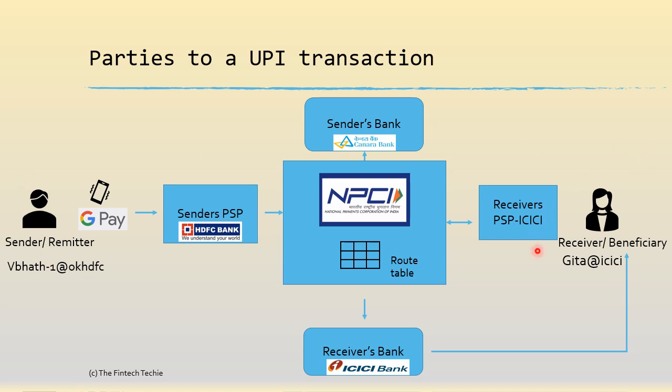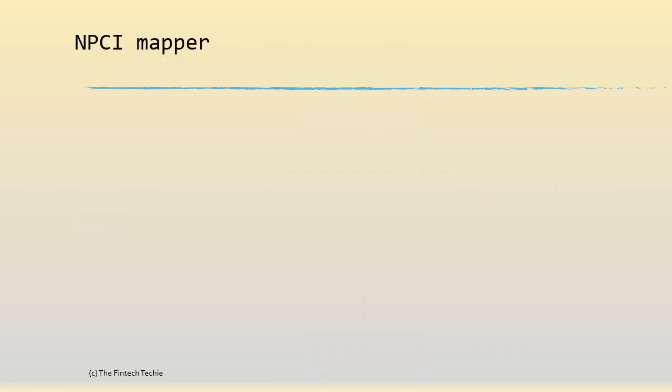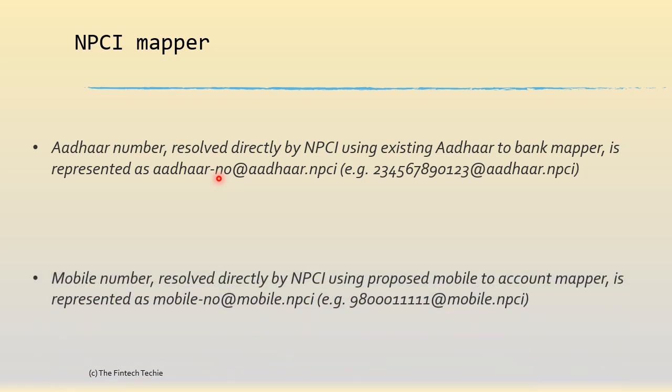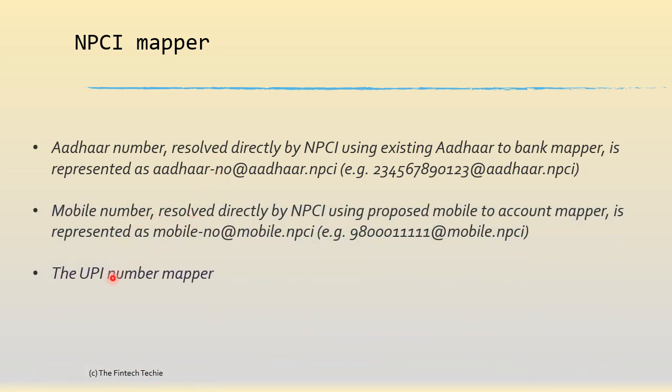In this case, you see that the translation of the VPA to the account number happened in the receiver's PSP. Why? Because it had an @ICICI handle which was passed here. Now, in which circumstances will NPCI's routing table be used? We come to that. NPCI mappers are used in three cases. When you have an Aadhaar number for an Aadhaar authentication payment mechanism wherein the Aadhaar is unique, or it could be a mobile number, or it could be the UPI number which we spoke about. Because the UPI number is unique for the ecosystem, the mapping of the UPI number with the account number happens at NPCI.